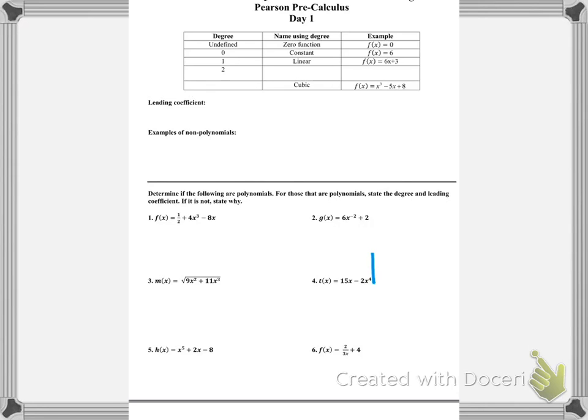we have an example. The first one that we have to fill in is right here where it has a degree of 2. Name using degree, so if you remember, anything with an x squared is called a quadratic. You'll have to excuse me using this pen. Example, it's anything with an x squared, literally anything. So I'm going to do f of x equals x squared plus 2x plus 1. You can change it if you want to. I just want you to have an example.